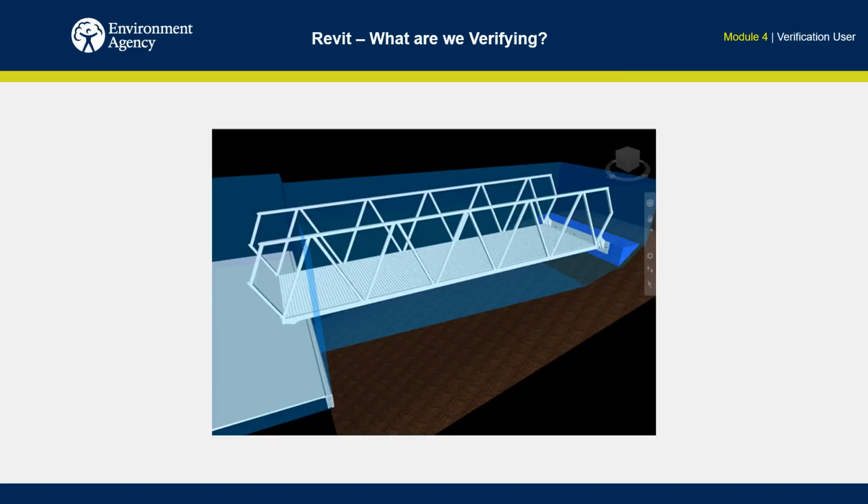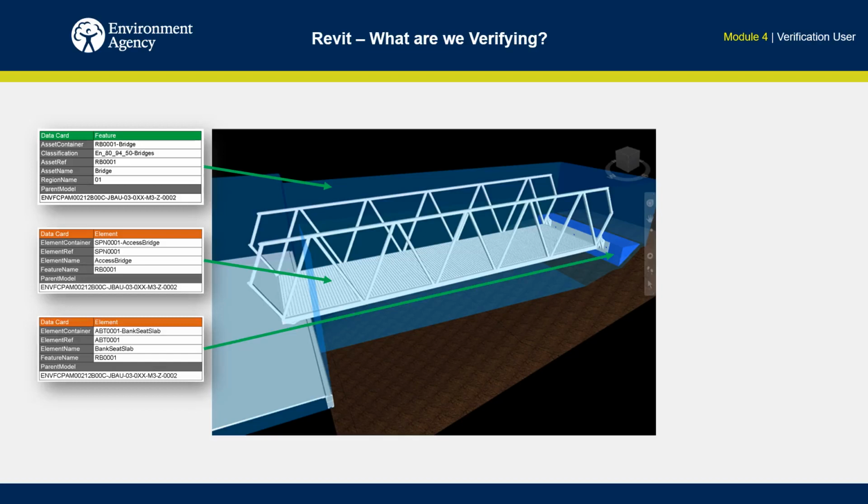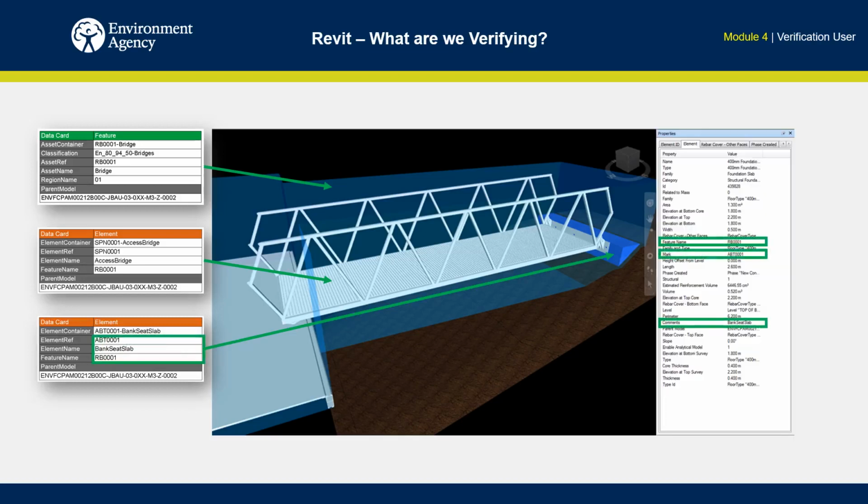What does this look like in practice? The data attribution added to a model can be displayed on data cards shown here. This information within the model will be verified to ensure that all data required to pass acceptance has been added.